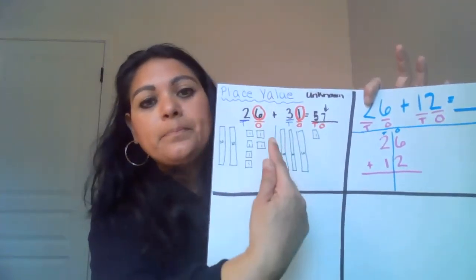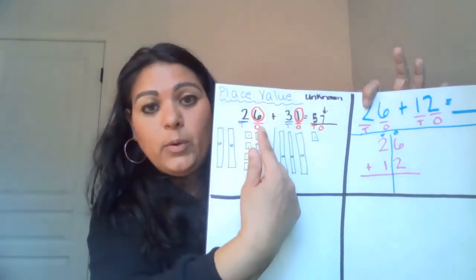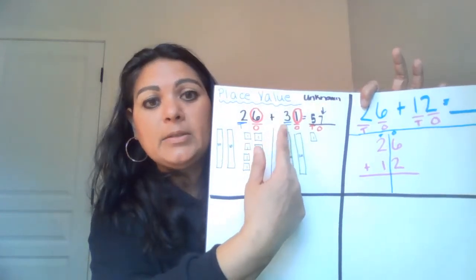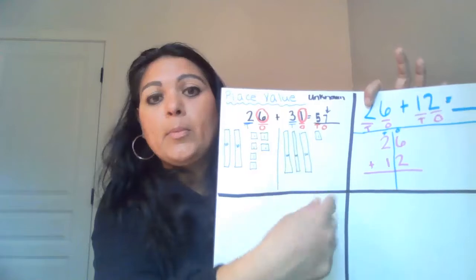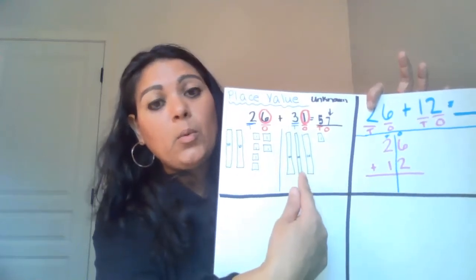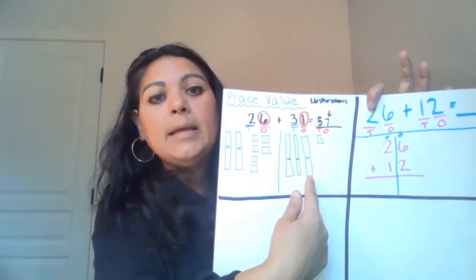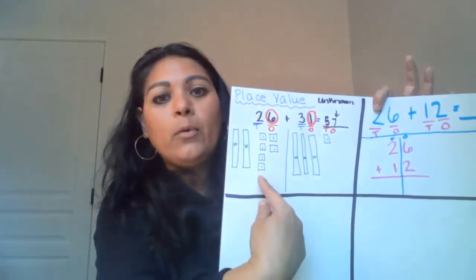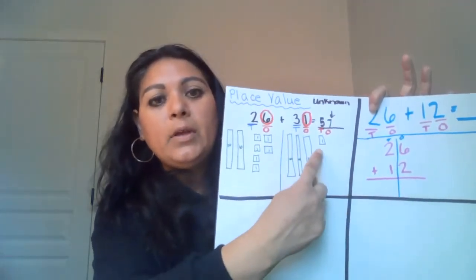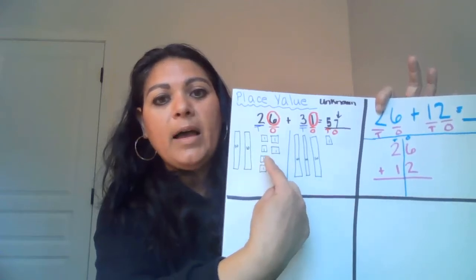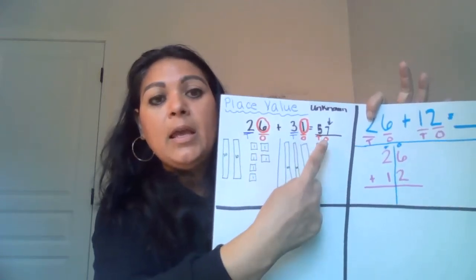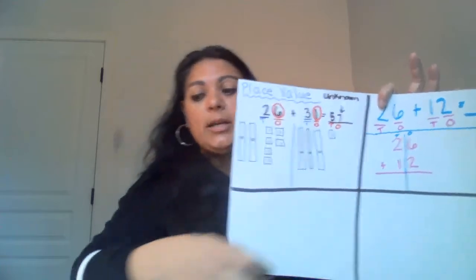So read it with me. Let's read the equation. 26 plus 31 equals 57. And then remember, always go back and check your work with one-to-one correspondence. 10, 20, 30, 40, 50, 51, 52, 53, 54, 55, 56, 57. It's always important to go back and check that work.